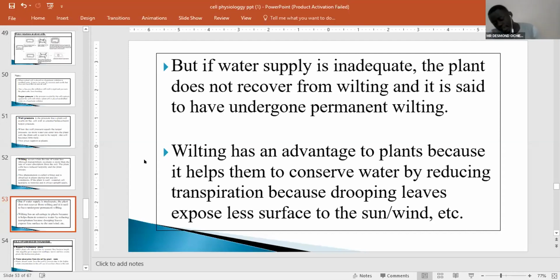So wilting helps the plants to reduce transpiration, thus conserving the amount of water that is present for other important processes within the plant. That is why I'm saying that wilting has an advantage to plants: it helps them to conserve water by reducing transpiration. Because the drooping leaves face downwards, remember? They do not expose a large surface area, but just a small surface area to the sun and wind, which usually increase the rate of transpiration. That reduces the rate of transpiration.